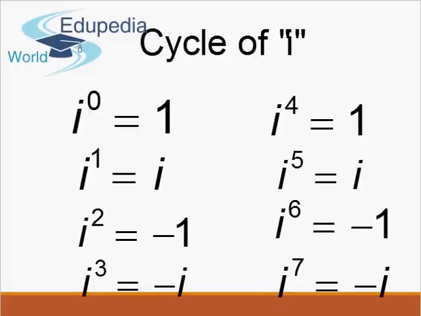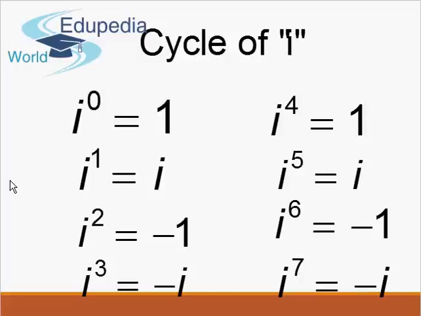Now the first one over here is i to the power of 0. We know that anything raised to the power of 0 is 1. So 5 raised to the power of 1 would be 5, 5 raised to the power of 2 would be 25, and 5 raised to the power of 0 would be 1. Just like that, 1000 raised to the power of 0 would be 1. This is a universal mathematical law that anything raised to the power of 0 is 1.